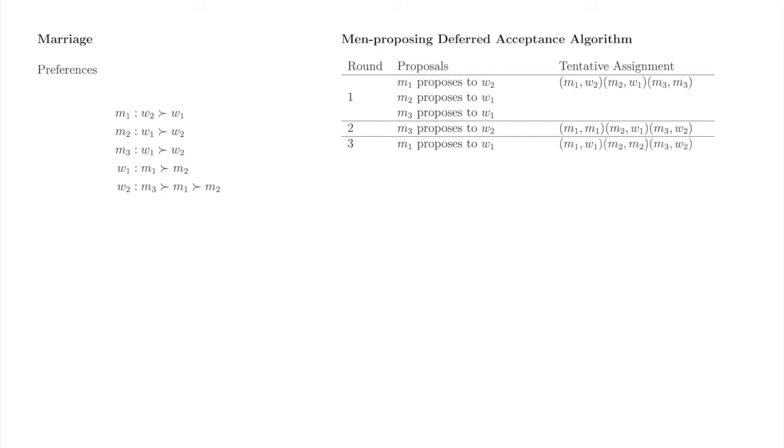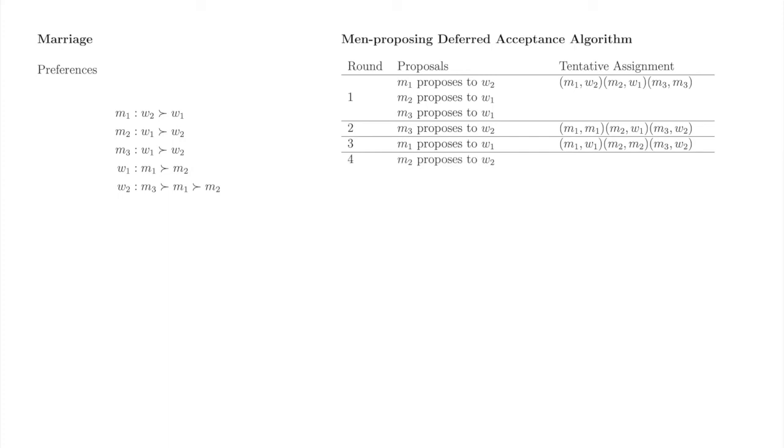The tentative assignment changes again because W1 rejects M2 and accepts M1. W1 held a proposal from M2 and received a proposal from M1. She prefers M1 to M2, so she rejects M2 and holds M1. M2 is now tentatively single. Round 3 ends.